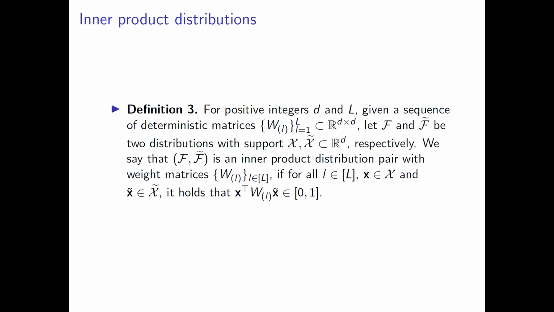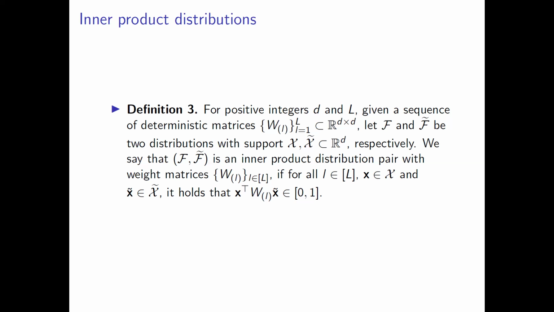For that, we're going to say that F and F tilde are two distributions with support in X and X tilde, subsets of R^d. And we are going to say that they are a random inner product distribution if this is true: when we generate X from F and X tilde from F tilde, and we multiply by the weight matrix, this number is between 0 and 1.